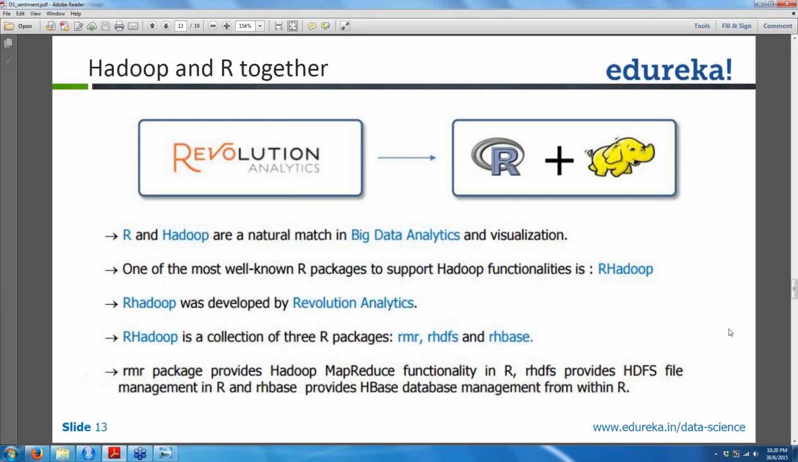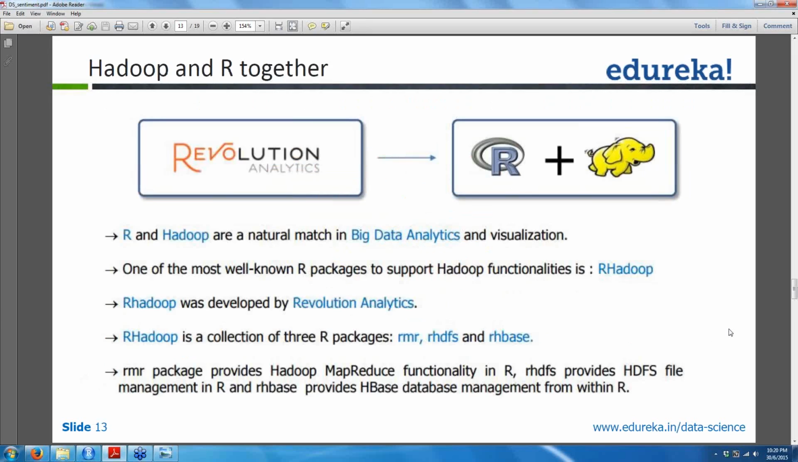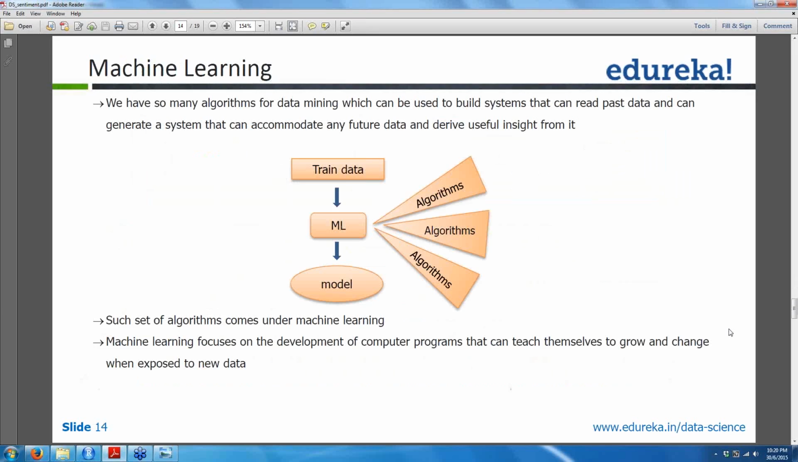The R-HDFS helps to manipulate and access the HDFS from R, and R-HBase is the same, for providing other things such as data retrieval, data storage, and HBase data management from R. So that's Hadoop and R together. Revolution Analytics is the organization that came up with this R-Hadoop, which essentially does that.